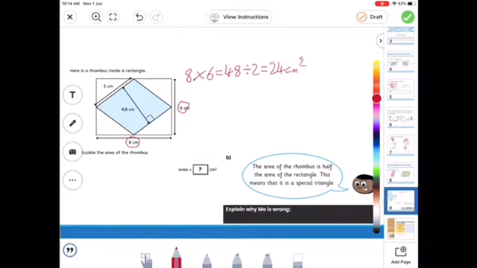Another way of working that out is to do the length times height of the rhombus. So 5 times 4.8 also equals 24 centimeters squared. So that's 2 different ways we could work that out. And then it says, explain why Mo is wrong. Well, he's correct in the first bit, but he is incorrect on the second bit, because a triangle has 3 sides, whereas a rhombus has 4 sides. It's a quadrilateral.